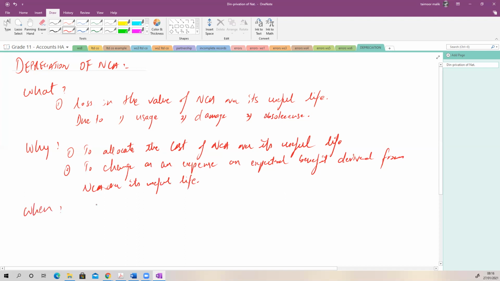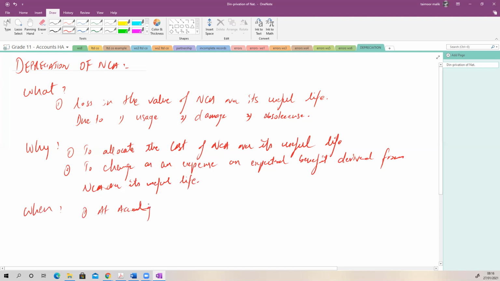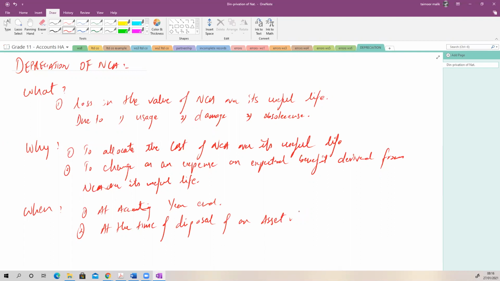And when do you charge depreciation? ठीक है. Number one, at accounting year end. Number two, at the time of disposal of an asset. When you dispose of an asset, either then you charge depreciation or you charge depreciation at an accounting year end. ठीक है जी. Okay, what is depreciation? Why do you charge it? And when do you charge it?